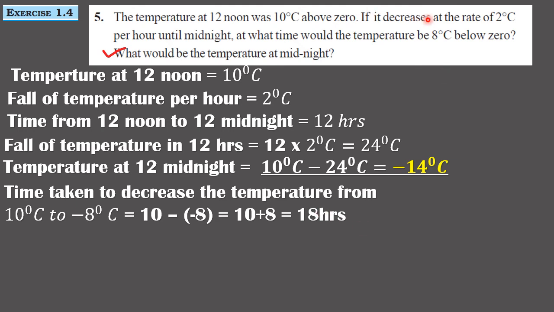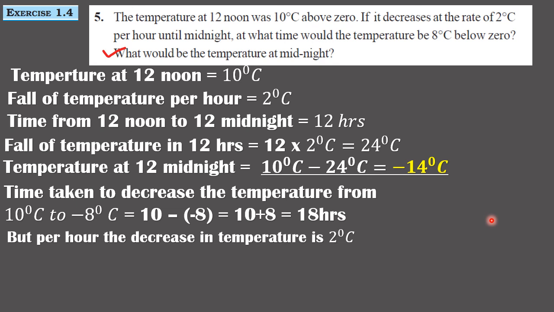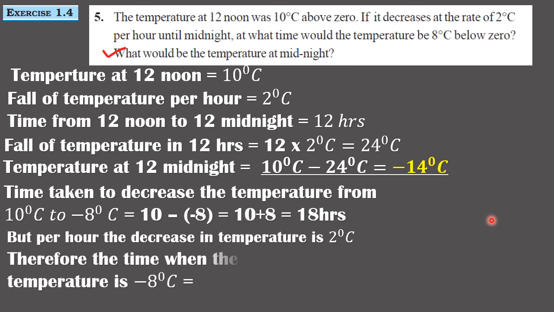But here the fall of temperature is 2 degree per hour. In 1 hour 2 degree will decrease, not 1 degree. So in this 18 degrees, every 1 hour 2 degree will decrease. So what is the time when the temperature is minus 8 degree? It will be 18 divided by 2, that is 9 hours, so 9 p.m. If you have any confusion in understanding this, let us go to the clock and see.